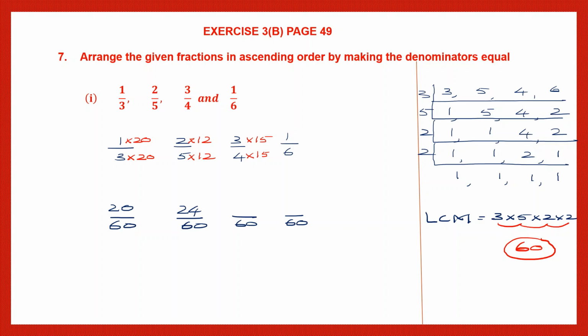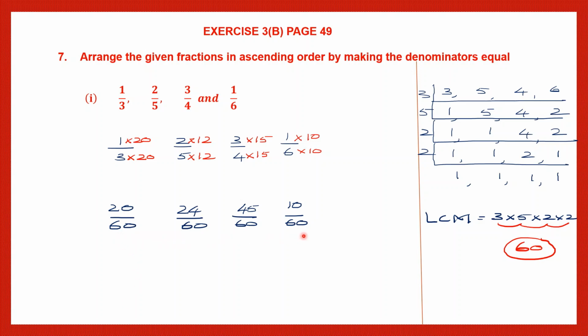Now 15 threes are 45. Now let's go to the last one. The denominator is 6. 6 into 10 is 60. So we multiply 1 also by 10. 1 tens are 10. So now we have got all our fractions. Now denominators are all the same.